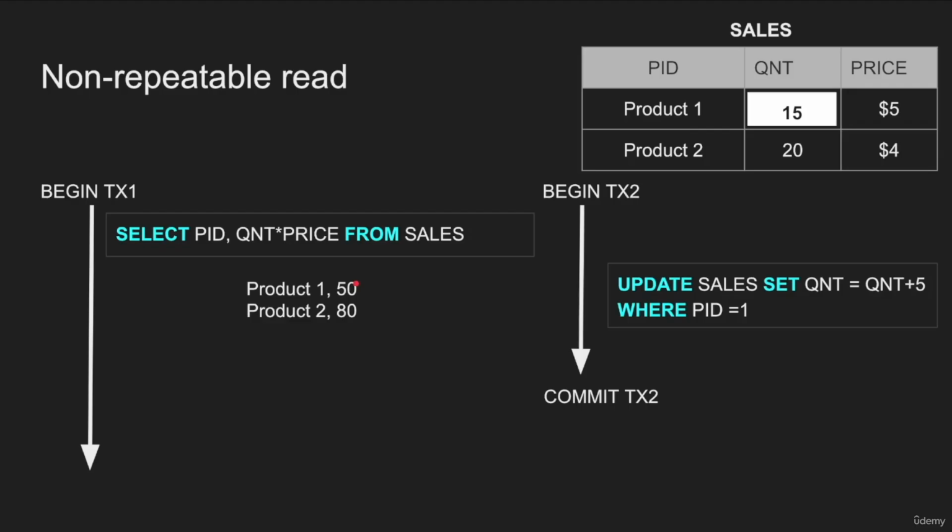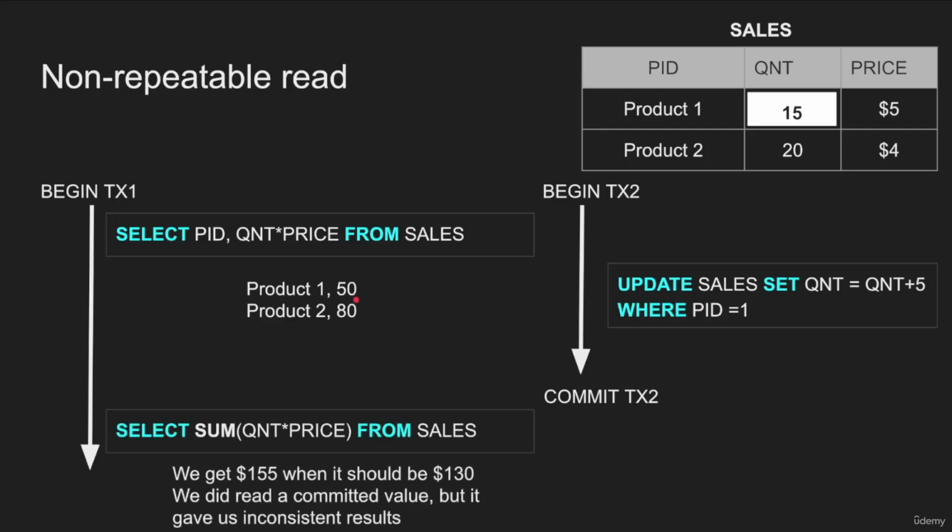So now, what should we do? Now I do a sum of count and price from sales, and guess what we're going to get? We're going to get the exact same wrong result. We get 155 when it should have been 130, right? That's the actual result that is desirable. So now this is not really a dirty read. This is an actual committed read, but the problem is this was a non-repeatable read because you read the values here and you read them again, but you read them through an aggregation function, and as a result, you got an inconsistent value.